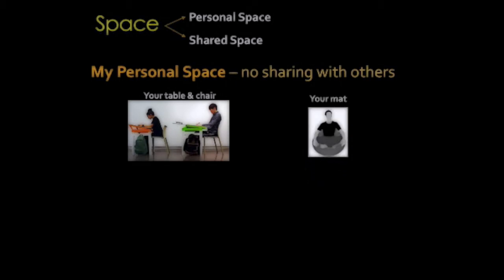Also, my floor mat is mine. I do not share it with friends. Also, I do not sit on my friend's floor mat because that is his floor mat. I have my own floor mat and I stay on it.